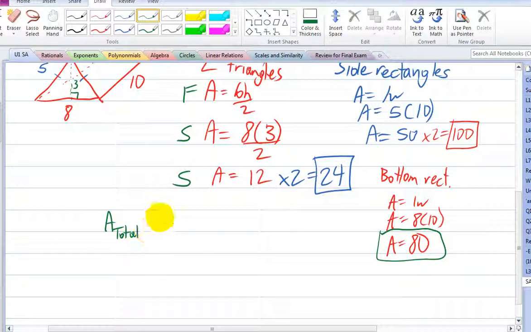Okay, then we can do area total. We can just find a total somewhere, add them all up. 24 plus 100 plus 80 equals 204? Yeah. Awesome. Now, units, what should we write down? Units squared. So if we don't have anything, we just write down units squared. Okay? So that's meters squared, centimeters squared, etc. Good. Any questions?